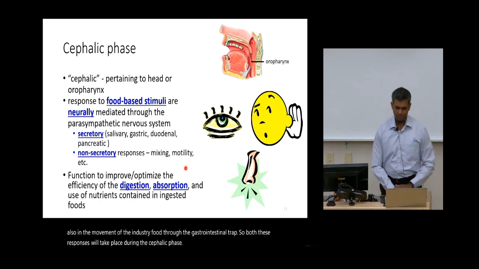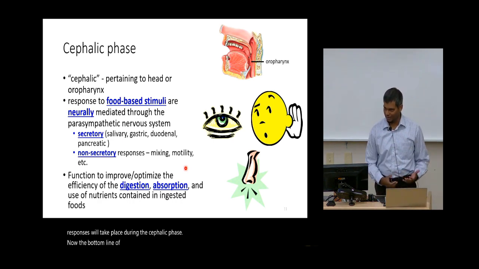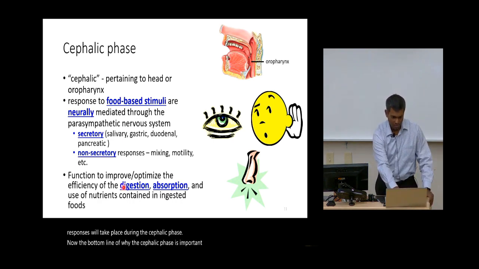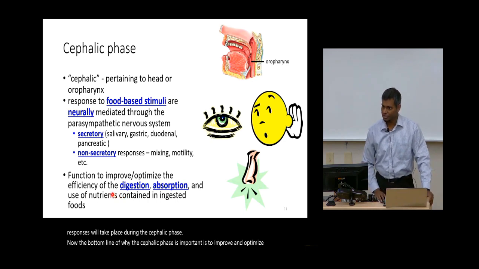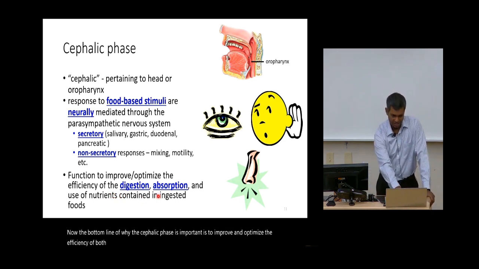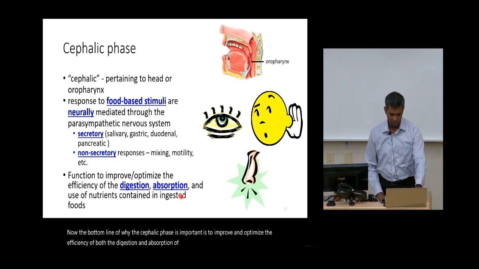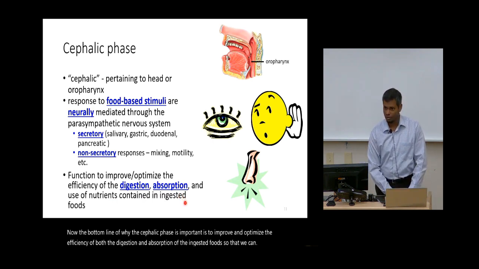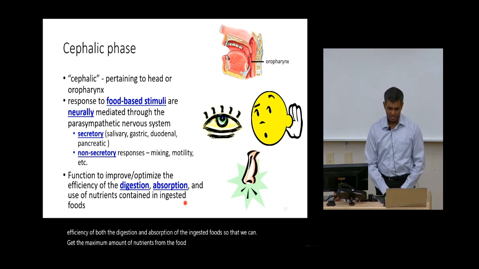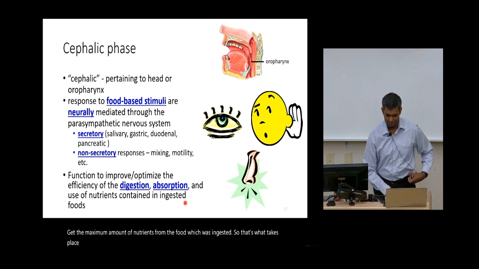Now, the bottom line of why the cephalic phase is important is to improve and optimize the efficiency of both the digestion and absorption of the ingested food, so that we can get the maximum amount of nutrients from the food which was ingested. So that's what takes place in the cephalic phase.